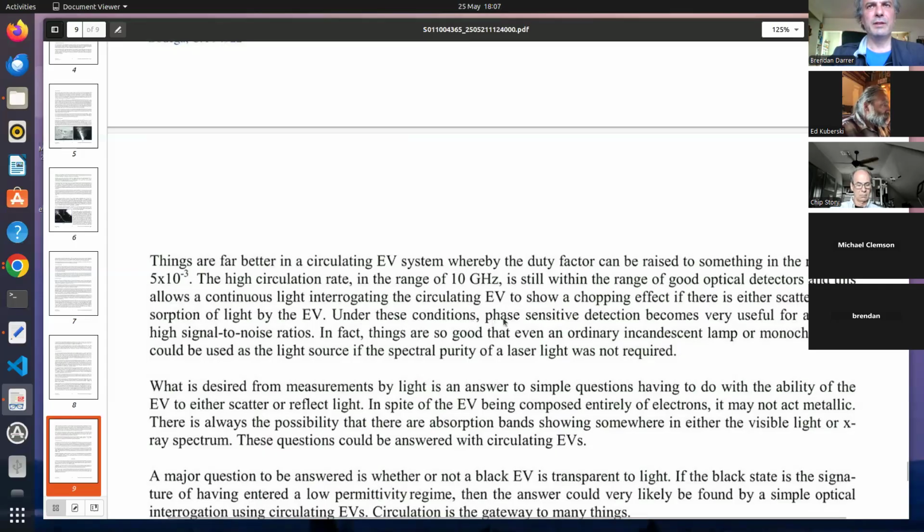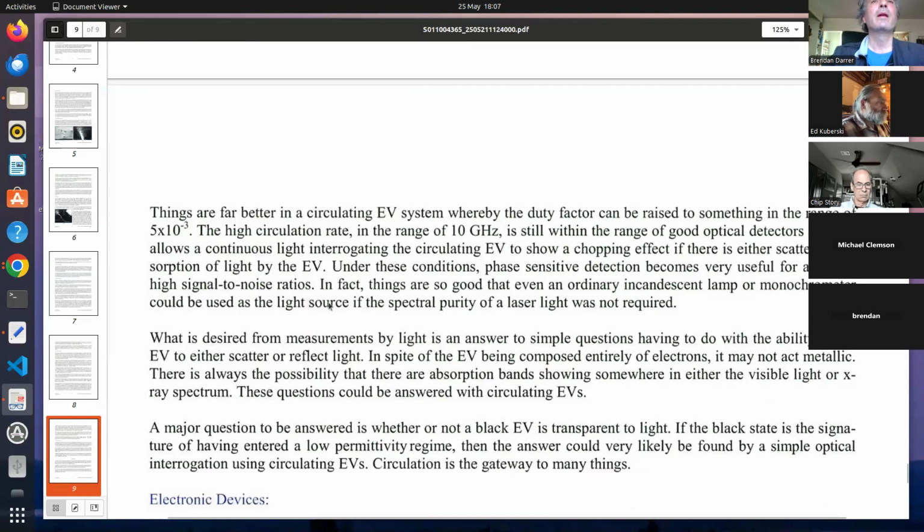Under these conditions, phase-sensitive detection becomes very useful for attaining high signal-to-noise ratios. In fact, things are so good that even an ordinary incandescent lamp or monochromator could be used as a light source if the spectral purity of the laser light was not required.